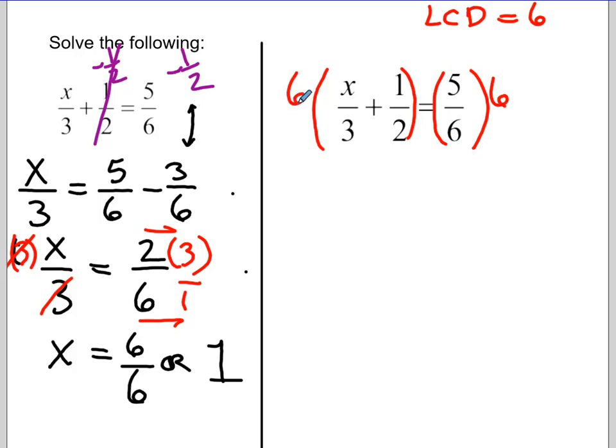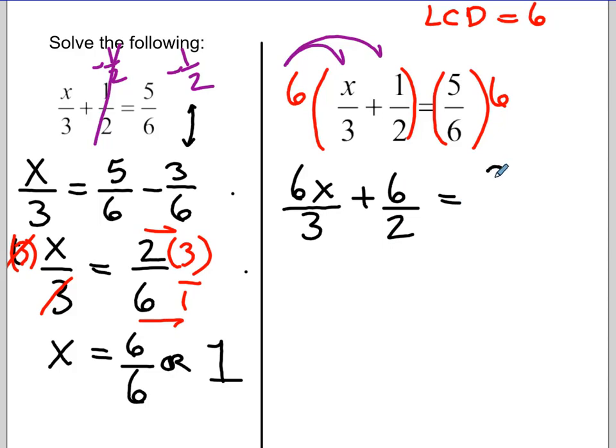Okay, and because I'm doing the exact same operation to both sides, I'm maintaining my equivalence, so I haven't changed the expression, I've just changed the appearance. Now what's really nice about that is when I do that, then I can distribute. Okay, and when I distribute that 6 to both of those terms, I end up with 6x over 3 plus 6 over 2 equals, and I'm going to write it this way for now, but some of you will see a shortcut really quickly, I'm sure.